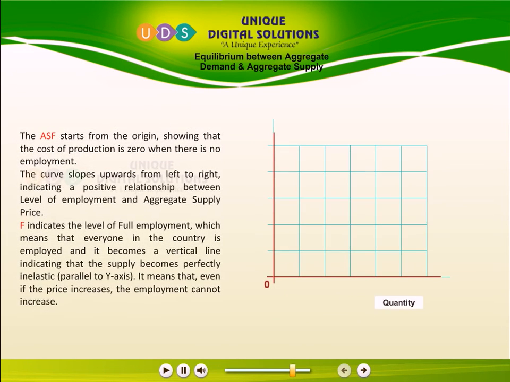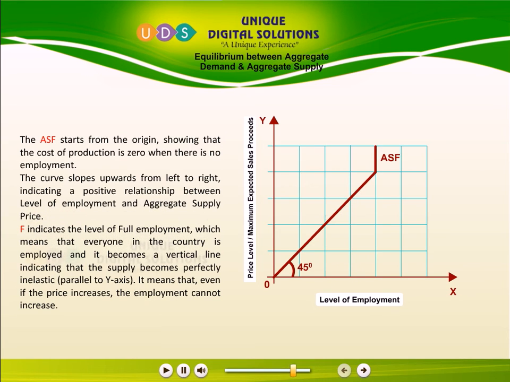The ASF starts from the origin, showing that the cost of production is zero when there is no employment. The curve slopes upwards from left to right, indicating a positive relationship between the level of employment and aggregate supply price. F indicates the level of full employment, which means that everyone in the country is employed, and it becomes a vertical line indicating that the supply becomes perfectly inelastic, parallel to the y-axis. It means that even if the price increases, the employment cannot increase.